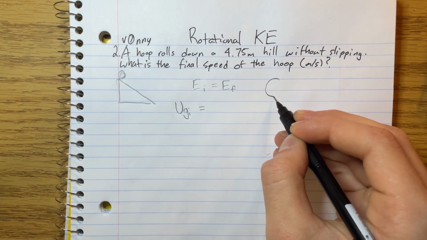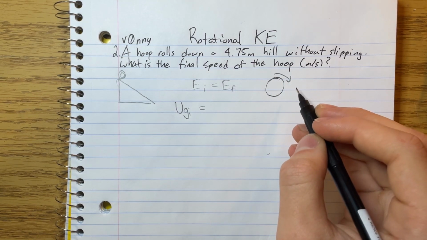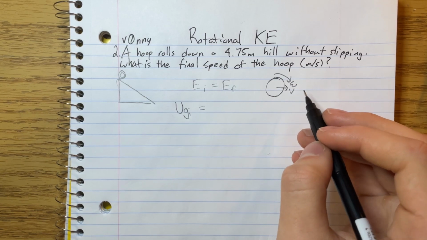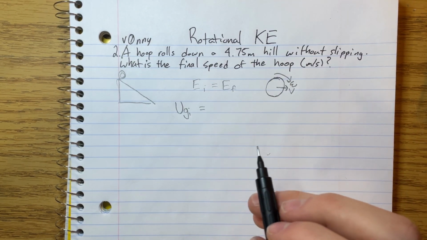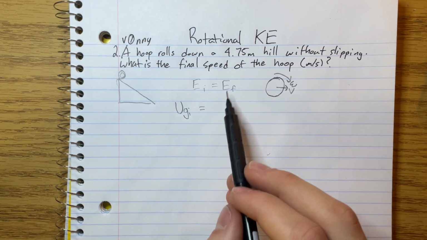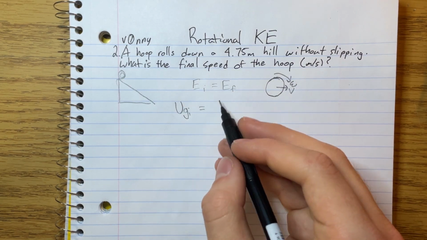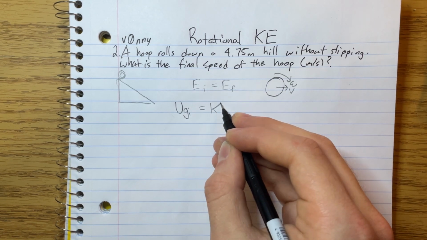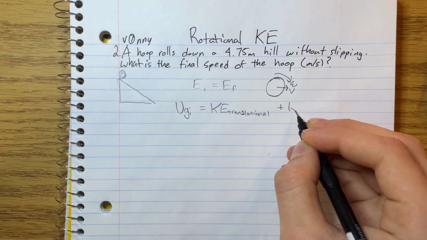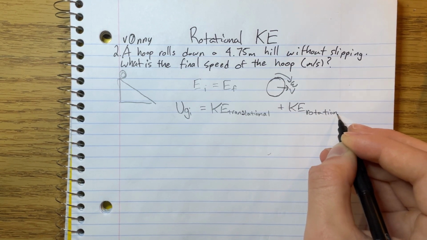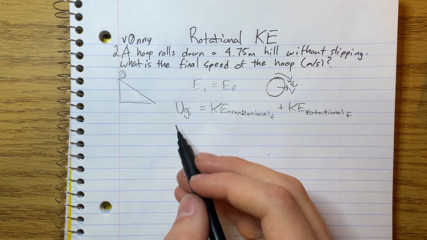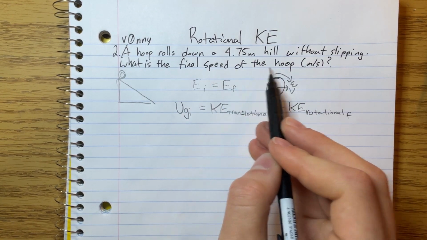If we take a look at rolling without slipping, it's a special case of rolling where we have both angular velocity, represented by omega, as well as translational velocity, represented just by a v. And so we need to account for the translational kinetic energy as well as the rotational kinetic energy whenever we see rolling without slipping, and we're trying to model it with rotational kinetic energy. So the final energy is going to be equal to the translational kinetic energy of the hoop plus the rotational kinetic energy of the hoop. And so these are both in its final form. So we can break these up further into their components to solve for the final speed of the hoop.